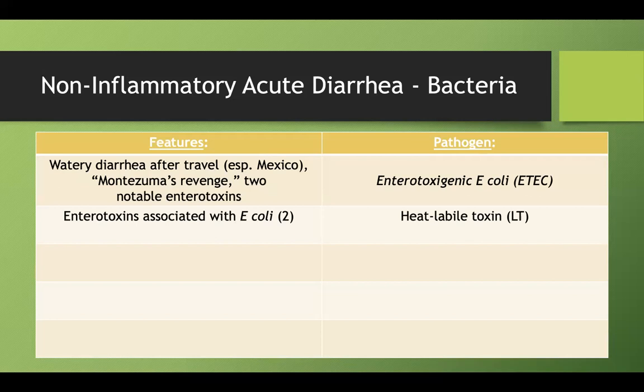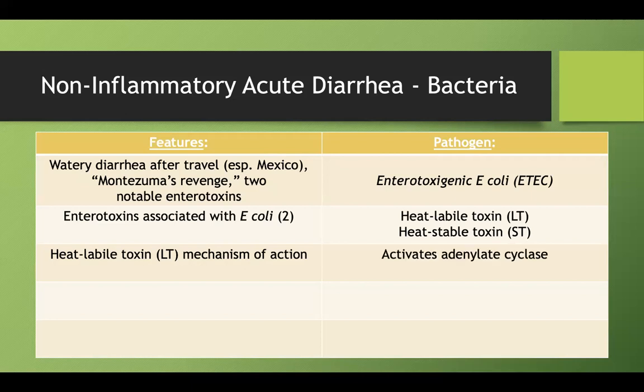My next question while we're here is whether you know the 2 enterotoxins that are associated with ETEC. Those 2 are the heat labile toxin, also known as LT, and the heat stable toxin, also known as ST. So how does the heat labile toxin work? What is its mechanism of action? Its mechanism of action is that it activates adenylate cyclase. That activation of adenylate cyclase will end up promoting the secretion of chloride and water into your GI lumen.